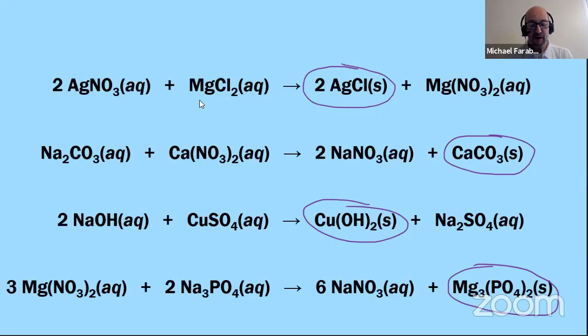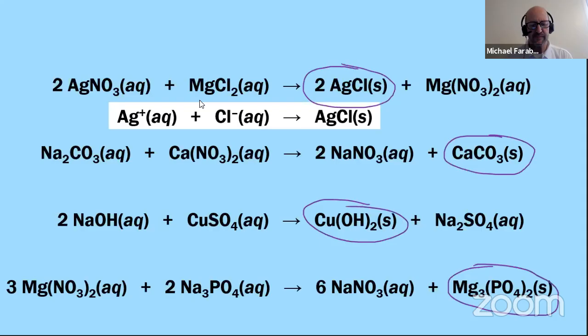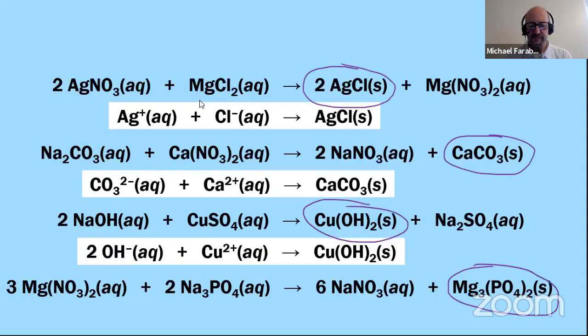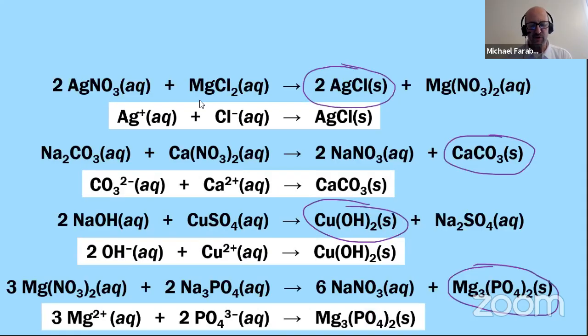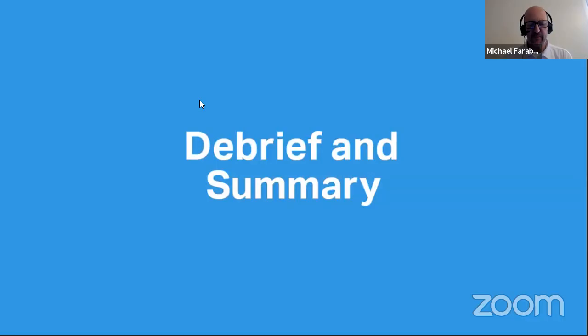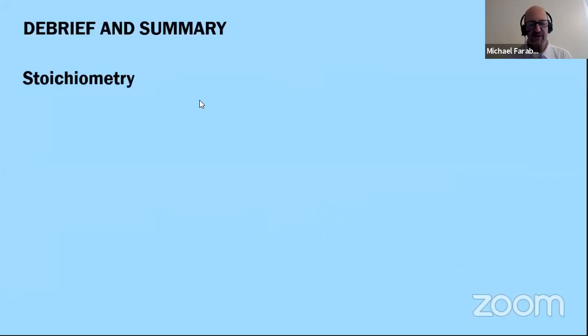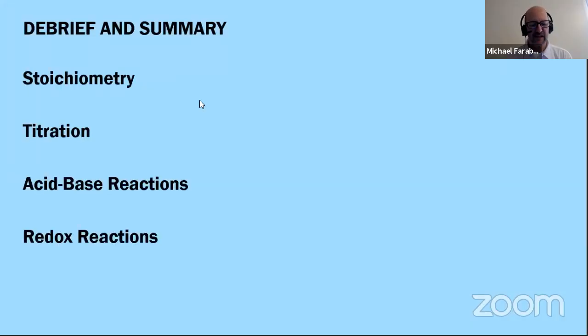So if you've paused the video to write the net ionic equations on your own, I'm now going to reveal the answers. So net ionic equations look like the following. And again, notice that these are balanced in terms of both atoms and charge. All right, final debrief and summary. We talked about stoichiometry, titration, acid-base, redox, and precipitation reactions.